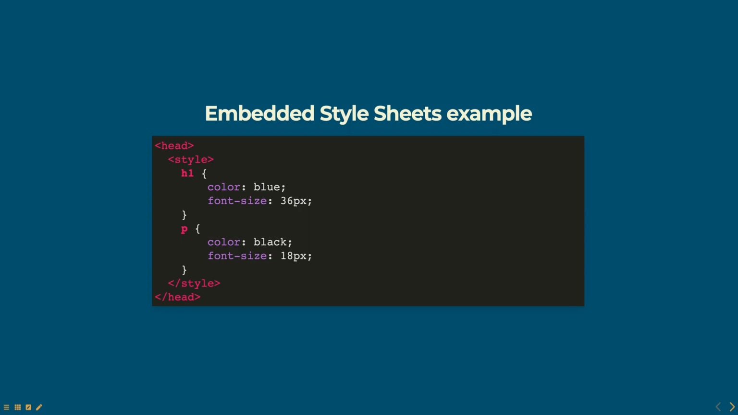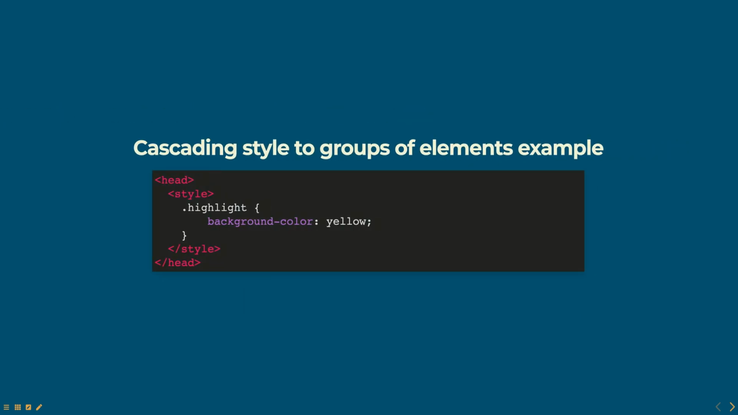It is also possible to use CSS selectors and cascading to style groups of elements. For example, this code will create a class highlight and it can be added to any element to give a yellow background.